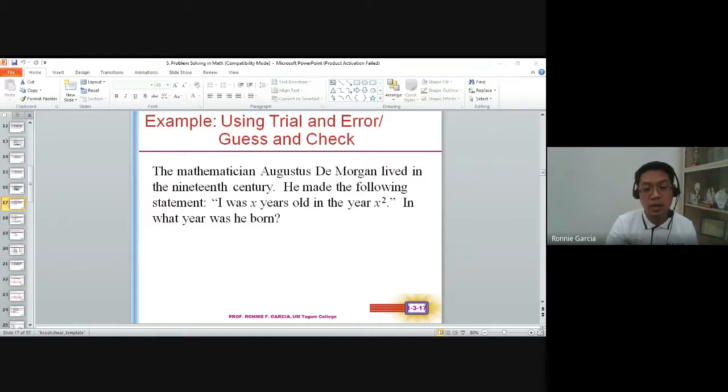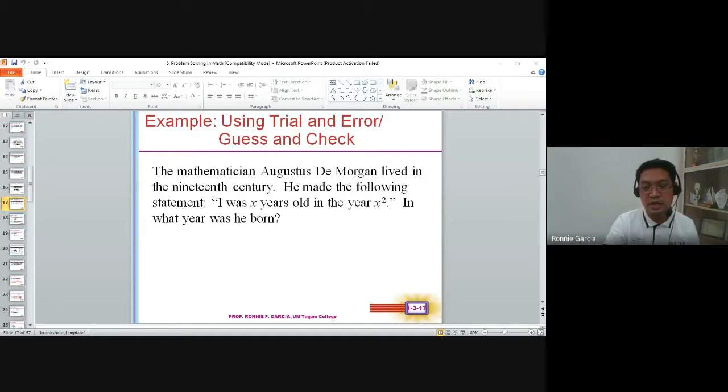And then the clue to get the exact answer is he said, I was X years old in the year X squared. So there is a perfect square here. If you square a number, the result should be a year within the 19th century. Then that number is his age. You subtract it, then you will get the year he was born.